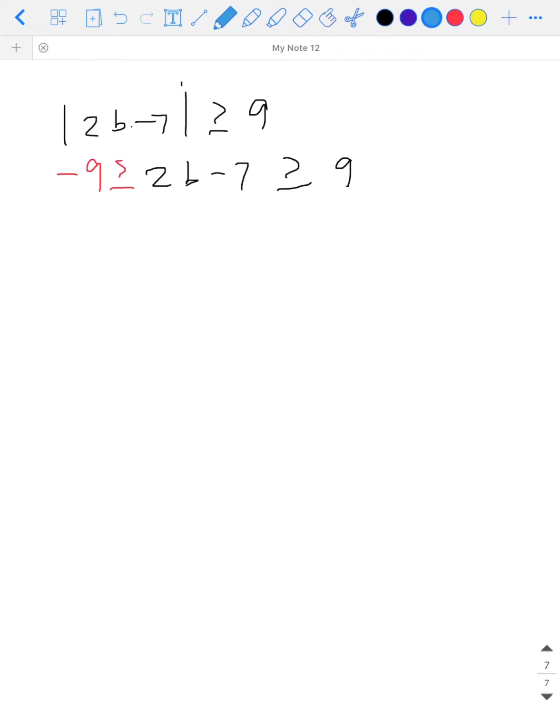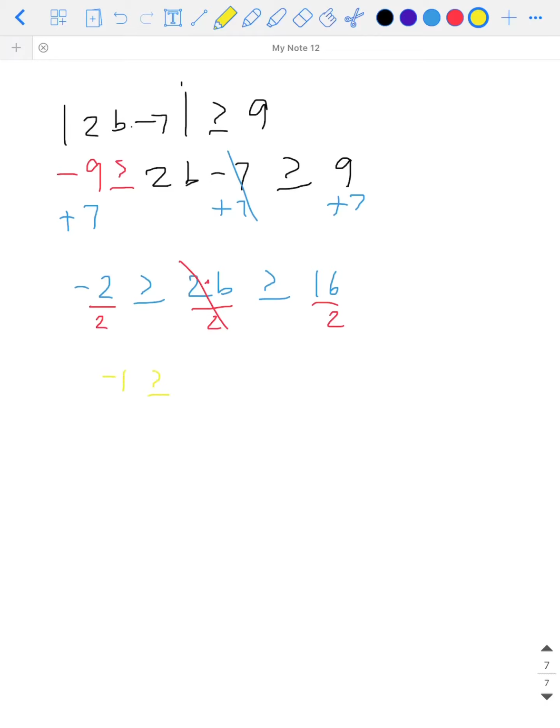From here, it's just adding 7 to both sides. Negative 9 plus 7 is negative 2. 9 plus 7 is 16. This is 2 times b. I'll need to divide both sides by 2. That cancels out. Negative 2 divided by 2 is negative 1. This is b by itself. 16 divided by 2 is 8.